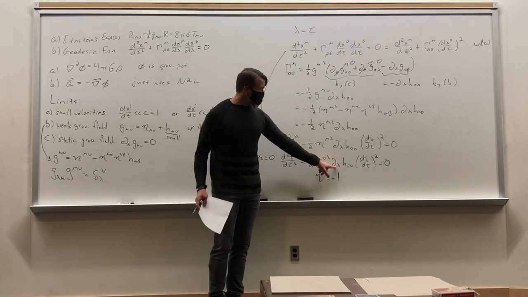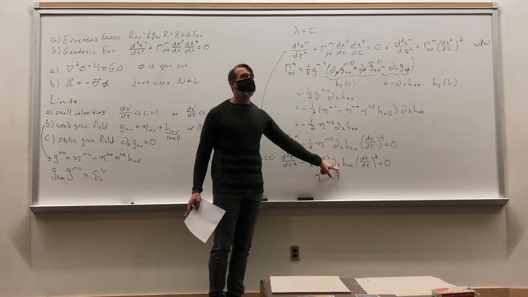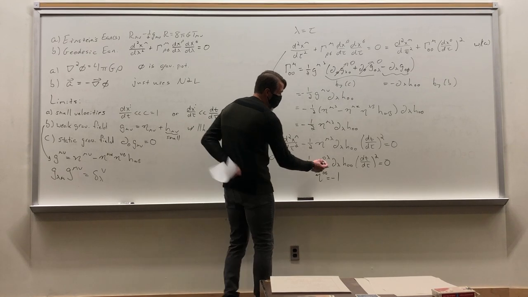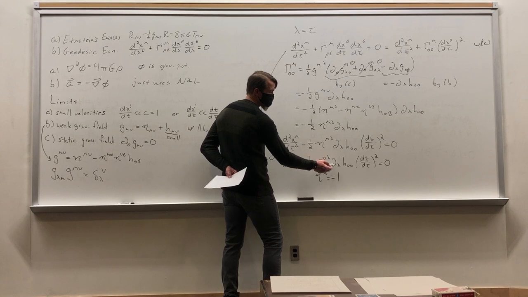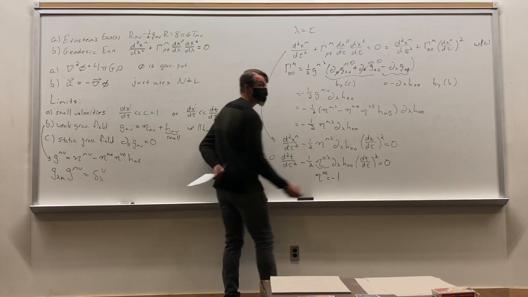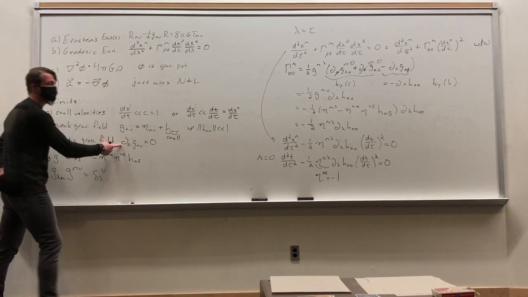So that, of course, means that lambda has to be 0. Because the metric forces us to take the lambda to be 0, this is the derivative with respect to time of the metric fluctuation. But remember, the metric is time independent.